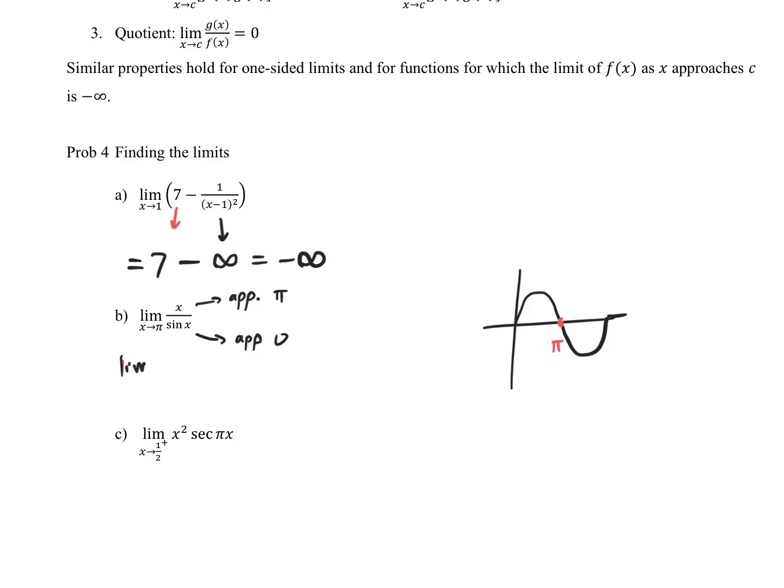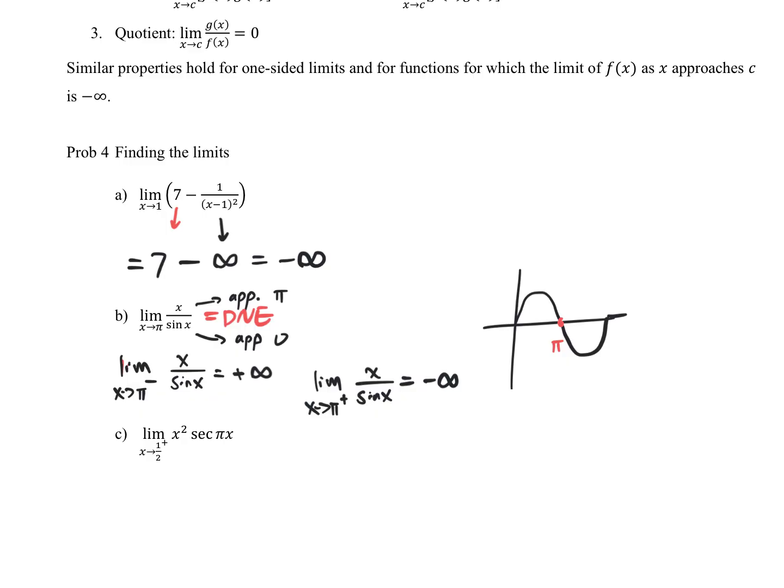The limit as x approaches pi from the left of x over sine x is actually positive infinity, because from the left, sine is positive. And when x is approaching pi from the right, this will be negative infinity. Because of that, I'll have to say the limit does not exist, because they're not the same.